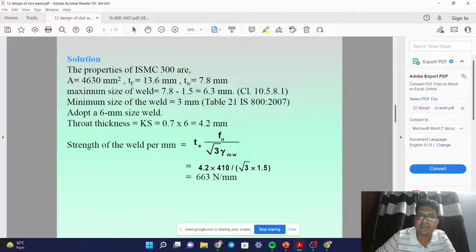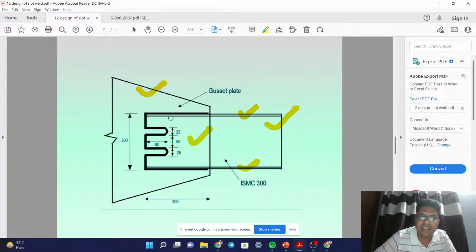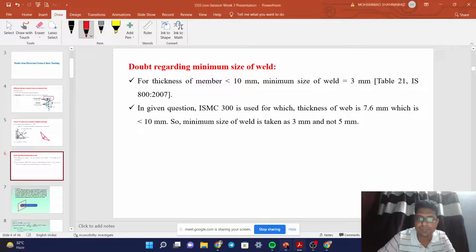So here the thickness of the gusset plate is 12 and the thickness of the web of this channel section is 7.8, so we are taking the thinner plate, which is 7.8, and reporting the minimum size of the weld as 3. So I think this doubt is clear. So we can proceed further.